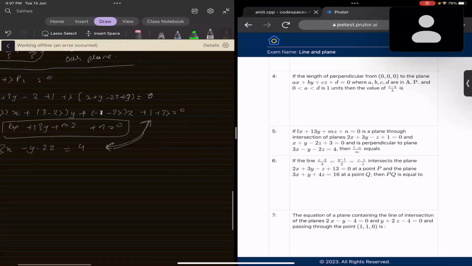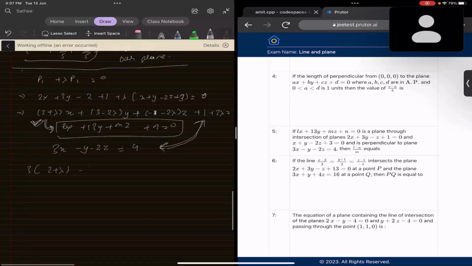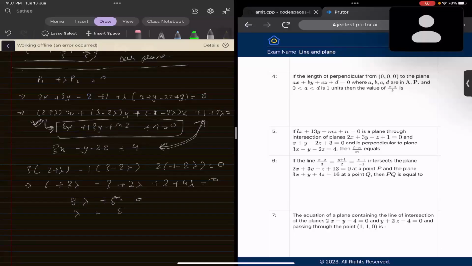So this is equal to 3 times (2 + lambda) - 1 times (3 - 2 lambda) - 2 times (-1 - 2 lambda) = 0. We have done nothing but simply taken the dot product. So this is equal to 6 + 3 lambda - 3 + 2 lambda + 2 + 4 lambda = 0. So this is 9 lambda + 5 = 0, so lambda = -5/9.